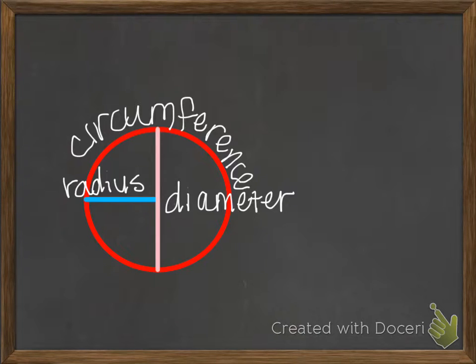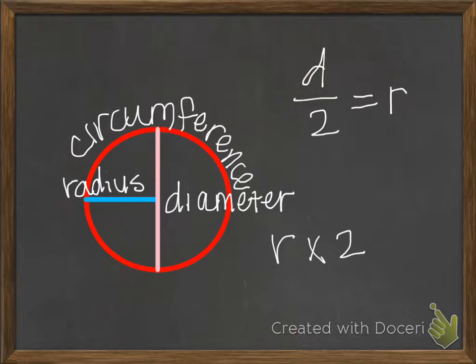So, the cool thing about the radius is we know that the radius is half of the diameter. So that means if I'm given the diameter, I could cut it in half and I will have found my radius. Or I could do the opposite. If I'm given my radius, I could multiply times 2, and I would have my diameter.